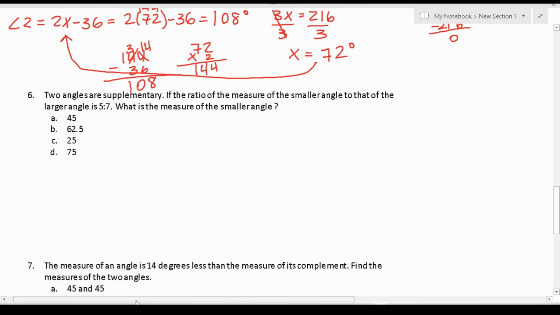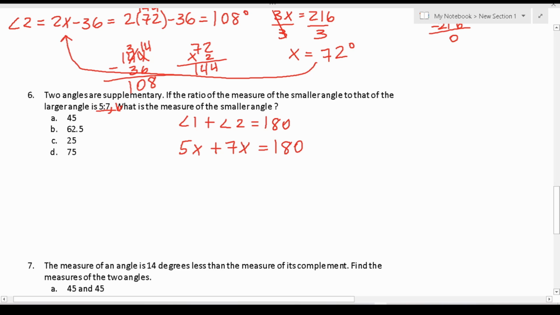All right, number 6 says, two angles are supplementary if the ratio of the measure of the smaller angle to that of the larger angle is 5 to 7. What is the measure of the smaller angle? And this should be a comma, not a period. That should be lowercase. So in this case, we know we're dealing with supplementary angles. So that is, we know both angles are going to add up to 180 degrees like that. That said, we're given this ratio of 5 to 7. Well, that's simple enough. If this angle's 5x, that means this other angle is going to be 7x.